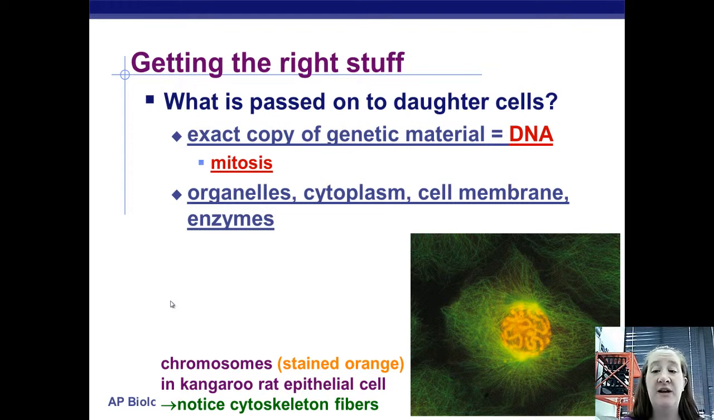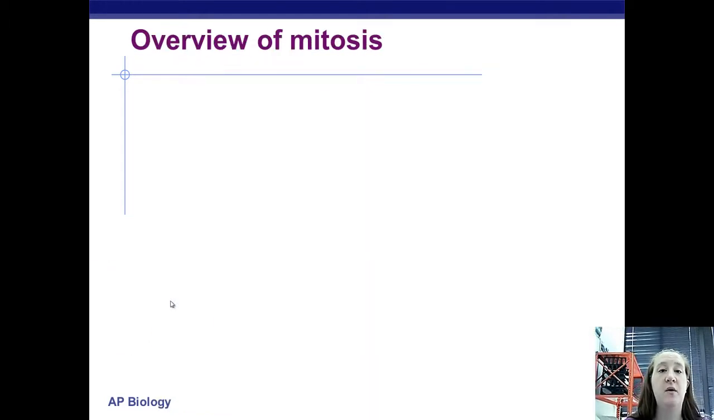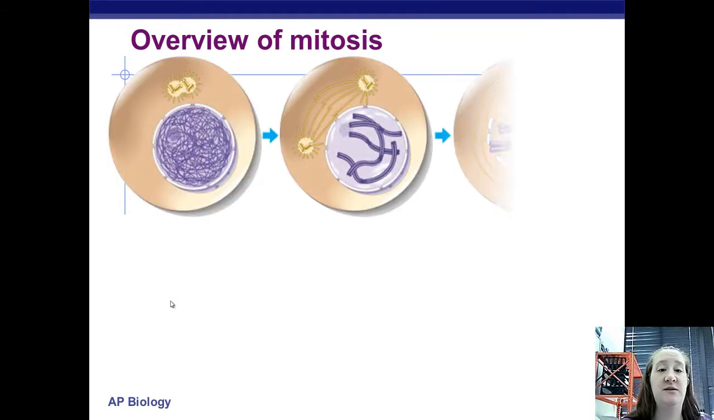Then each cell is also going to need organelles and cytoplasm and a membrane and enzymes and all those things. And cytokinesis is the portion of division that allows for the separation of those things. Okay? All right, so let's look at our little overview of mitosis.